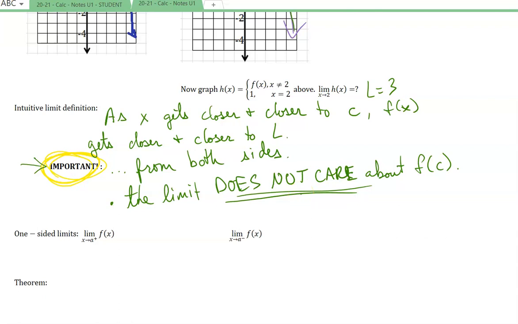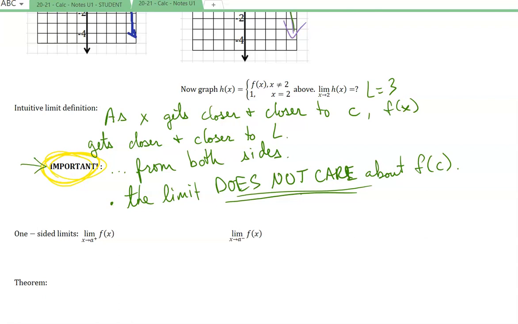In other words, if I have a function and I want to say, well, what is the limit as x approaches 12? Well, let's just plug 12 in and that must be the limit. No, it does not matter what is happening at the point f of c, or c comma f of c as an ordered pair.